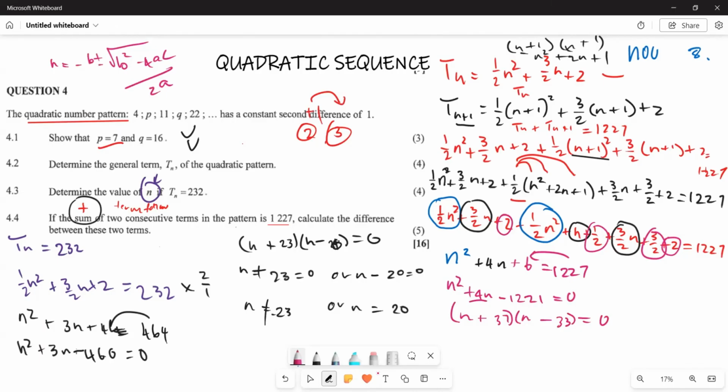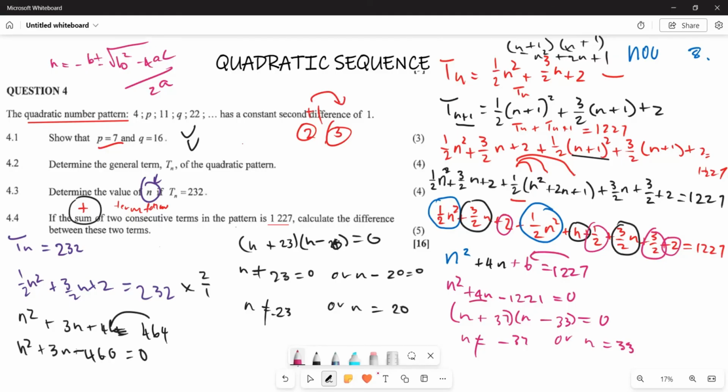So which means now, what is going to be your n? Your n is equal to 37, or your n is equal to negative 33, right? And you know that your n cannot be a negative value, so therefore your n is going to be equal to 33.